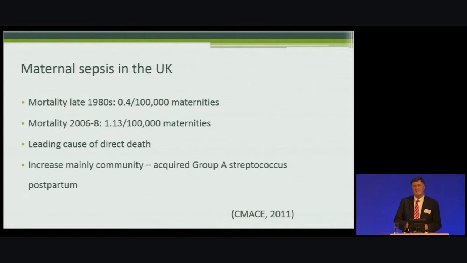It's also the case because of the recent triennial report in Britain, which found that there had been an increase in the number of maternal deaths due to sepsis, and that it is now the commonest cause of direct maternal death in Britain. I would draw to your attention, however, that this increase is due to an increase in the number of postpartum infections due to community-acquired Group A streptococcus and not intrapartum or antenatal infections.